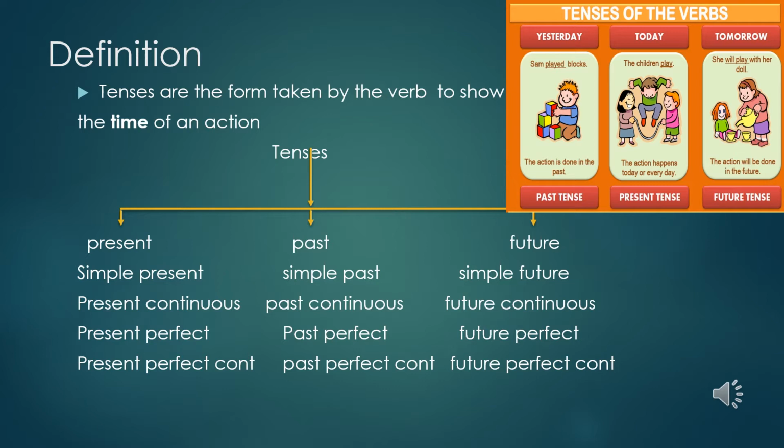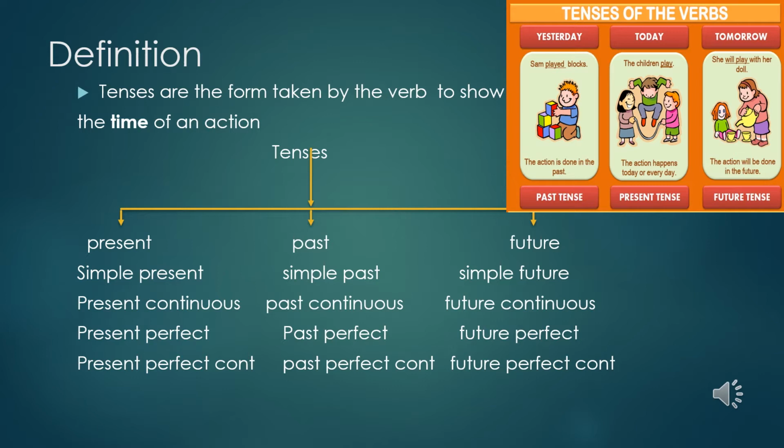Okay, so what do you mean by a tense? Tense indicates the time of action or a state of being in the past, present, or future. So generally, tenses tell us about the time of that action. Now, there are three types of tenses in English: present tense, past tense, and future tense.